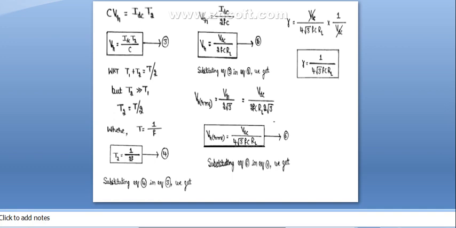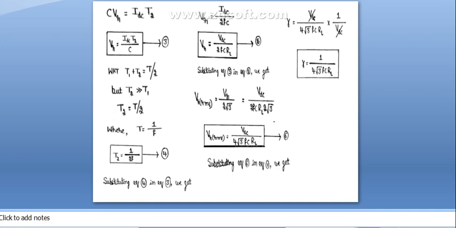So Vrms equals VDC by 4 root 3 fC into RL, because IDC equals VDC by RL. Therefore the ripple factor becomes 1 by 4 root 3 fC RL. Here ripple factor is Vrms by VDC. So it is the ripple factor of the capacitor filter.